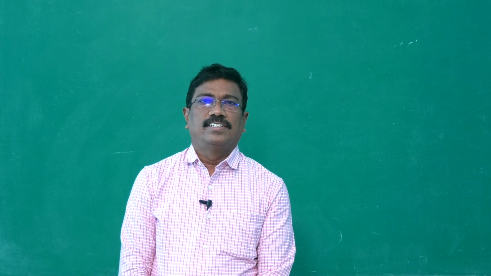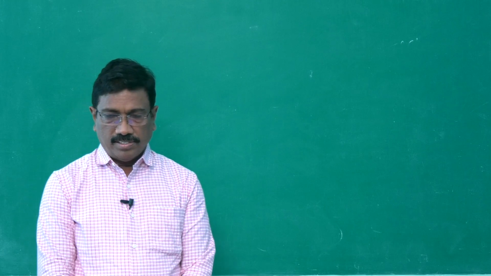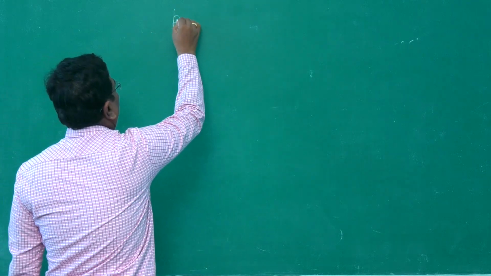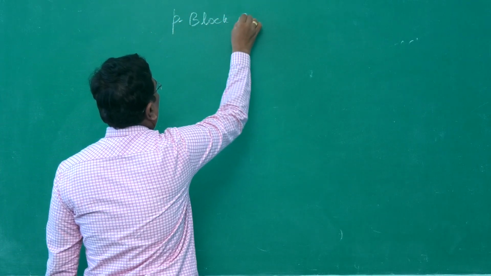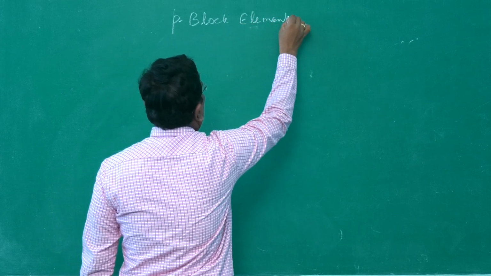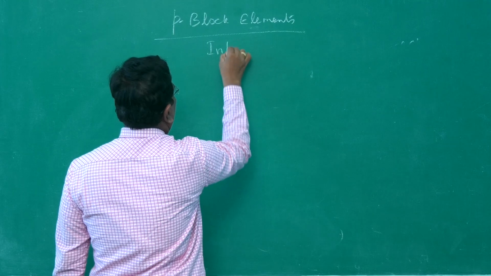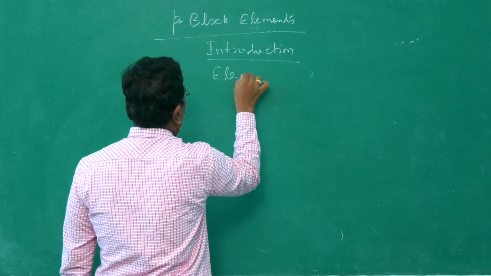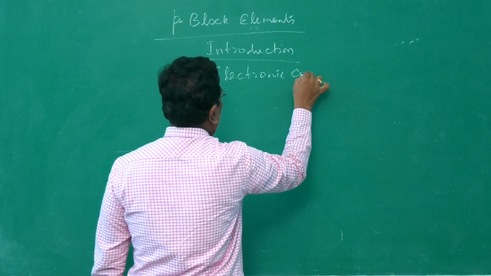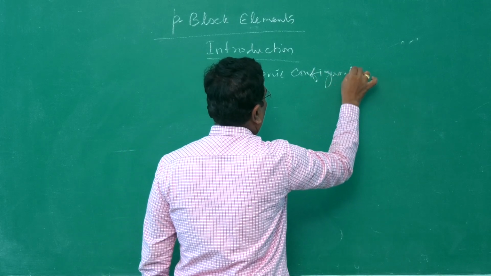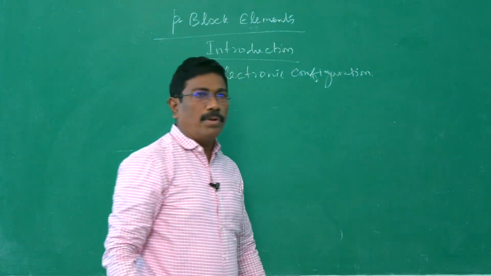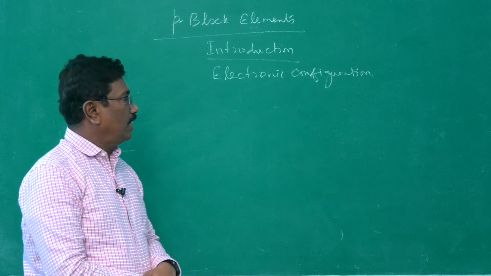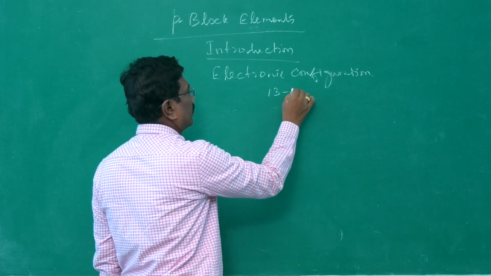Dear students, today we are going to see P block elements, its introduction followed by electronic configuration. What are P block elements? In the long form of the periodic table, P block elements are present in groups 13 to 18.